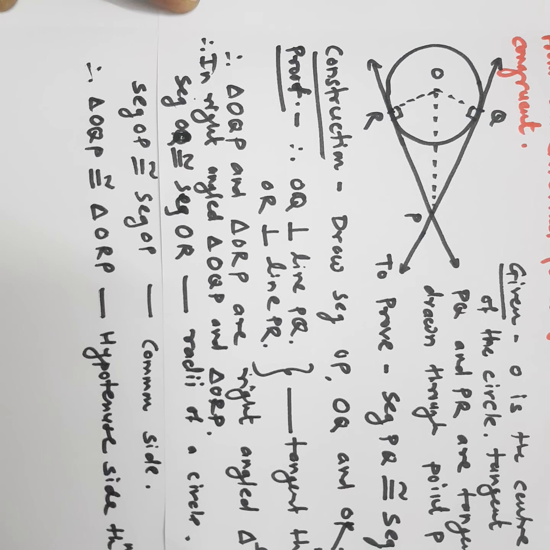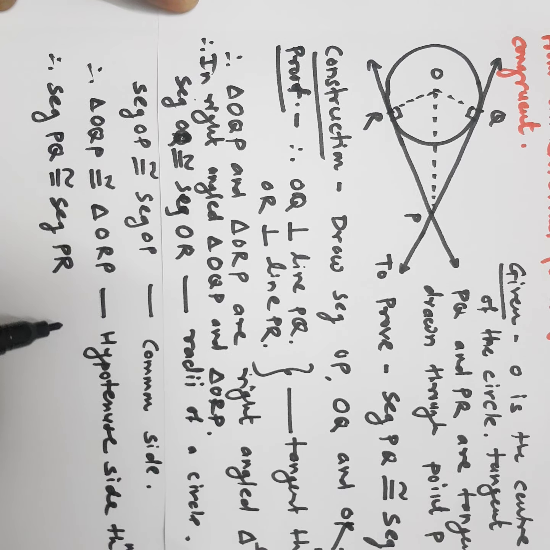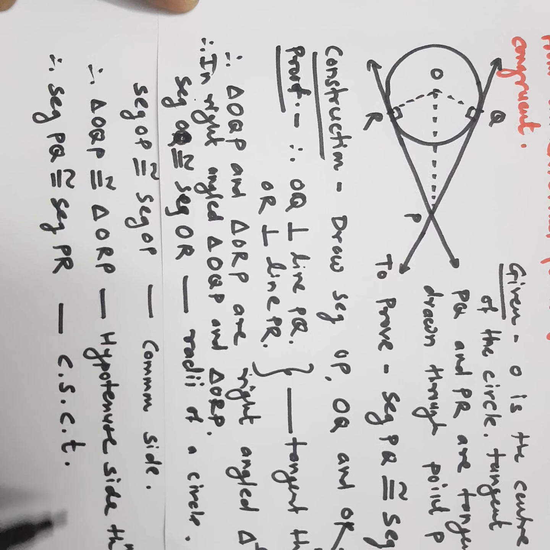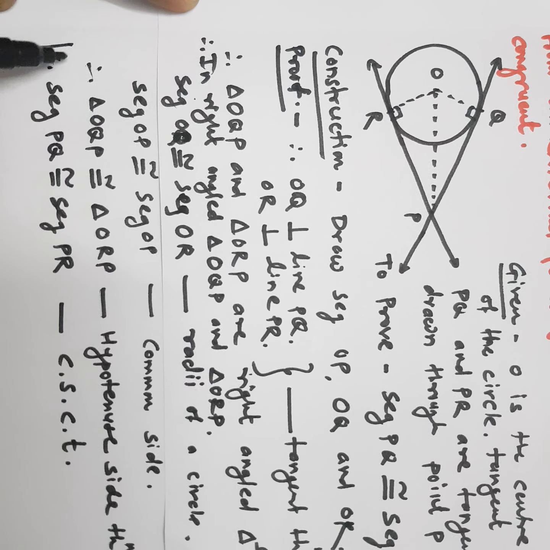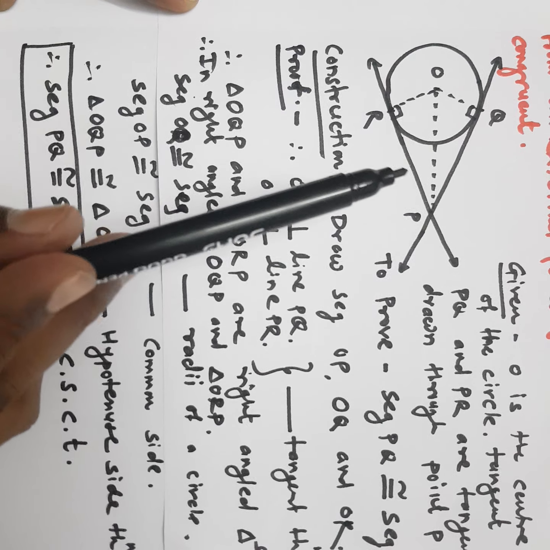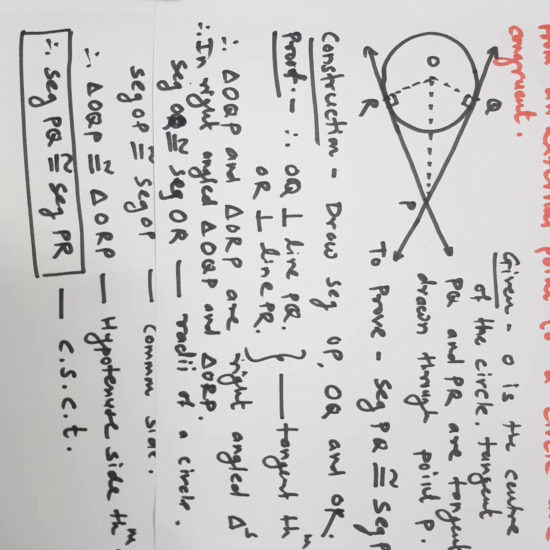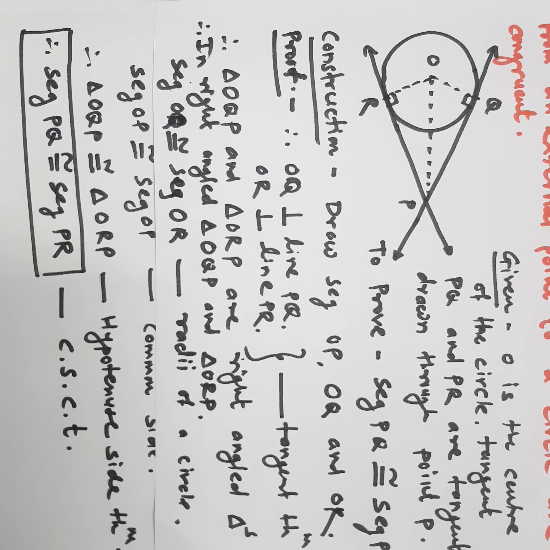If two triangles are congruent, then their corresponding sides are also congruent. Therefore, seg PQ is congruent to seg PR, corresponding sides of congruent triangles, and this is what was to be proved. Therefore, the tangent segments drawn from an exterior point to the circle are congruent to each other is proved here.